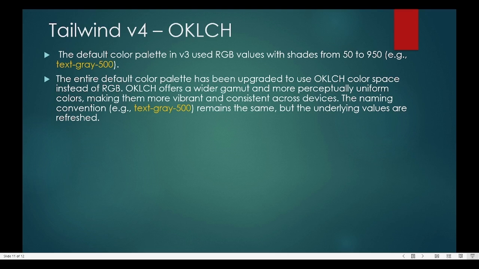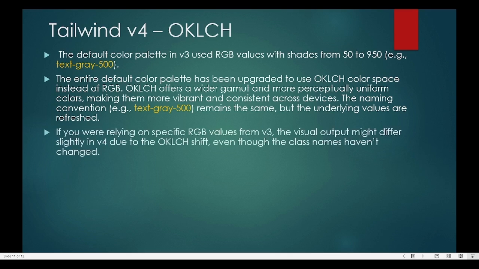The naming convention, which is text, gray, 500 or whatever color from 50 to 950, remains the same, but the underlying values are refreshed. If you are relying on specific RGB values from version 3, the visual output might differ slightly in version 4 due to the OKLCH shift, even though the class names haven't changed.